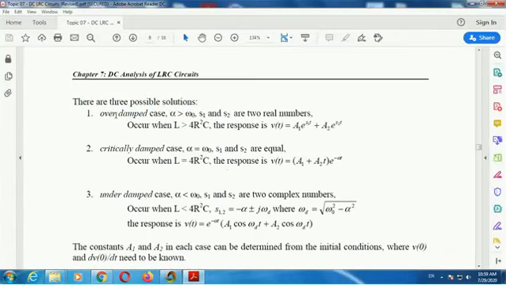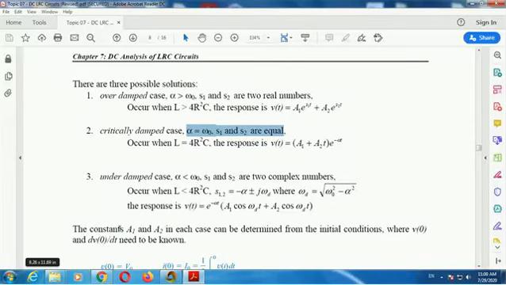Two roots. One is overdamped, where S1 and S2 are real numbers, and the overdamped general solution is this one. Then the critically damped case is where S1 and S2 are equal, at omega naught. V(t) is given by this general solution. Remember these three. Underdamped, S1 and S2 are complex, in this complex form. The two roots are complex numbers.